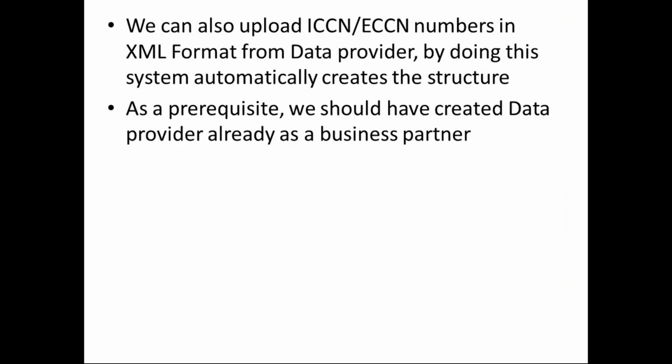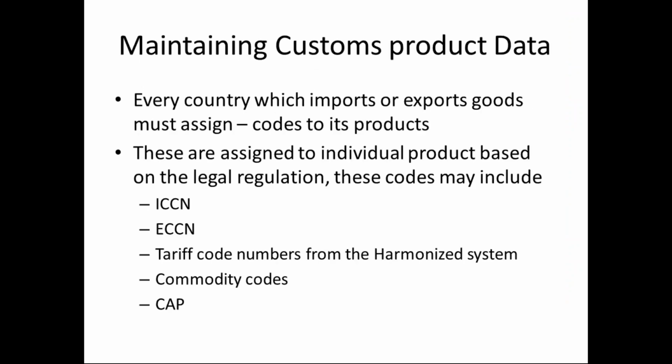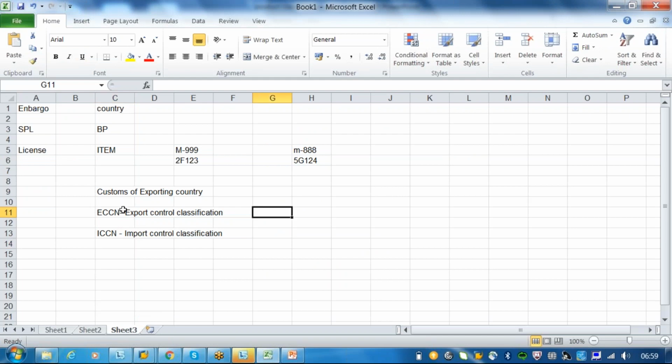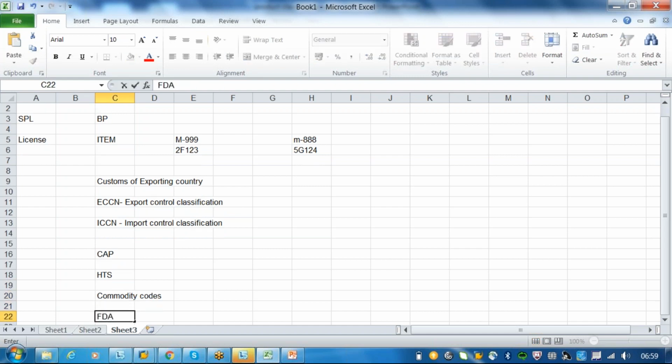So we can upload these numbers using the XML format, and we can also do it manually. Okay, as I said, about the classification numbers, I will give you another example here: the ECCN number, the ICCN number, and the CAP numbers. We also have the SGS code, and we have a commodity code. We also have FDA codes.